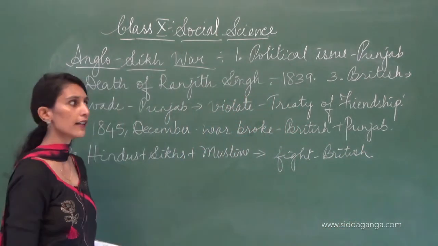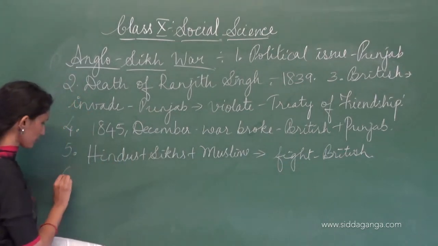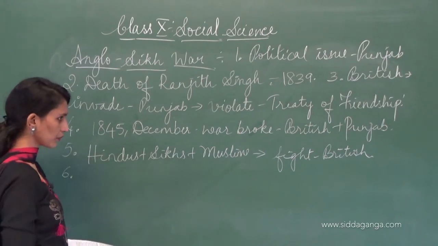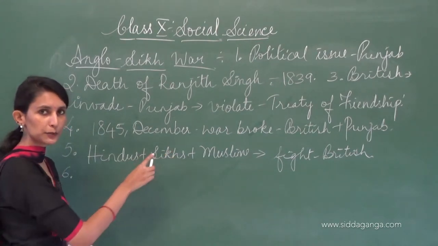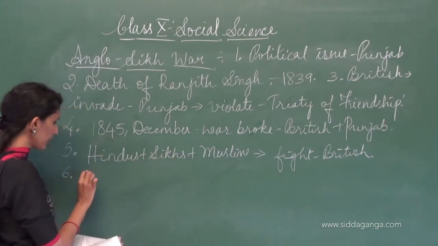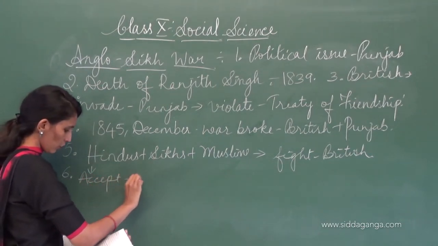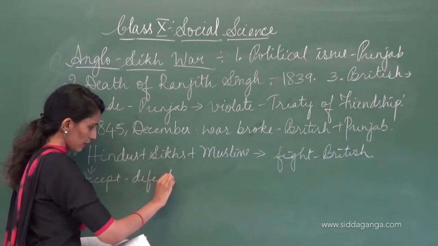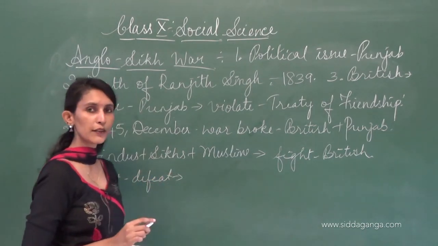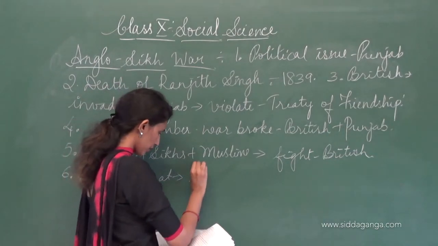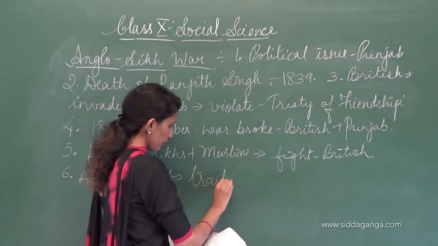Did you understand till here? I'll brush it up again for you. After this, who had to accept the defeat? These people of Punjab had to accept defeat because of a few traitor leaders. Okay, it's there in the textbook. You may refer. I'll just write it here for you.